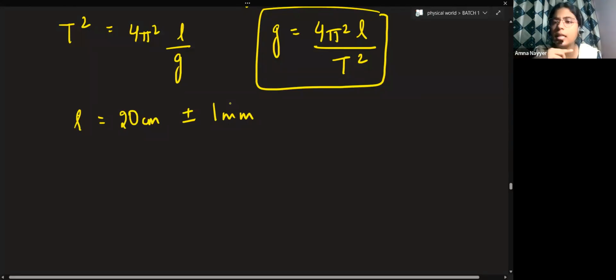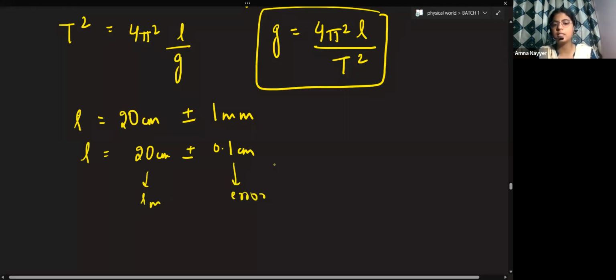So both of them are in different units. We have to convert them into a single unit. Let's make it in terms of centimeters only. L will be equal to 20 centimeters plus minus 0.1 centimeters. So this is the Lm and this is the error that is given.